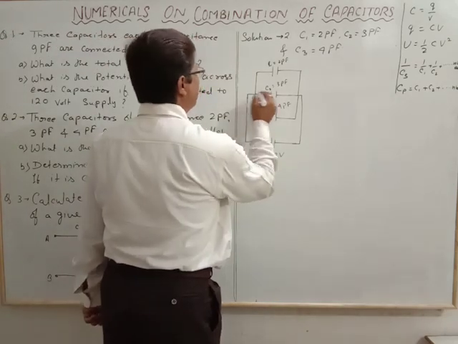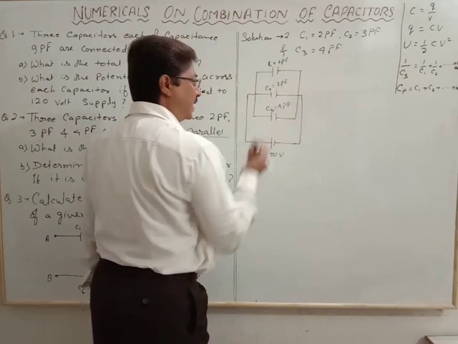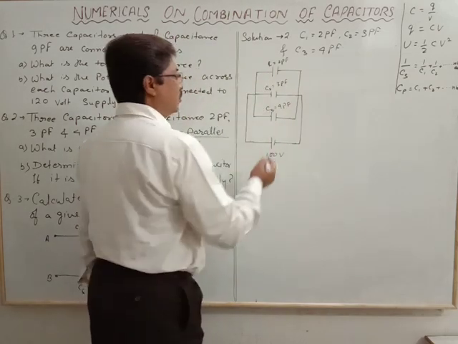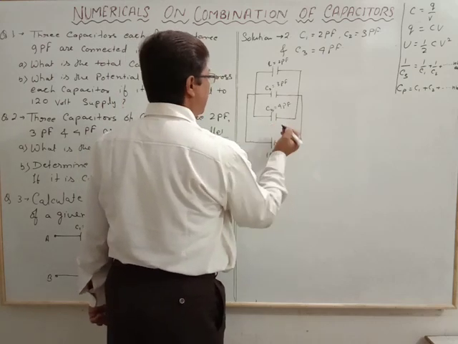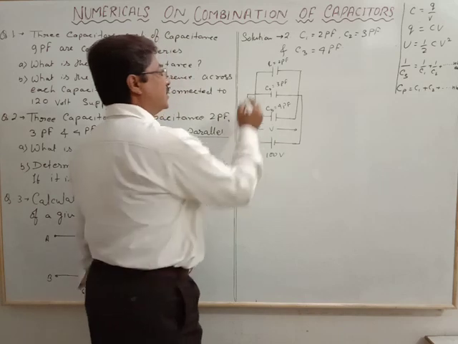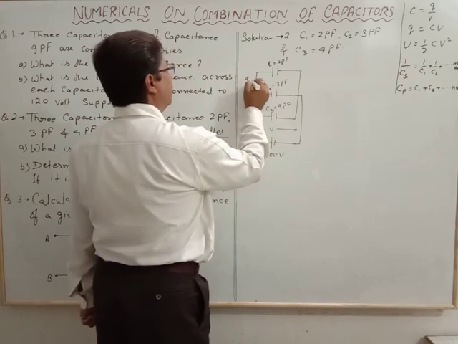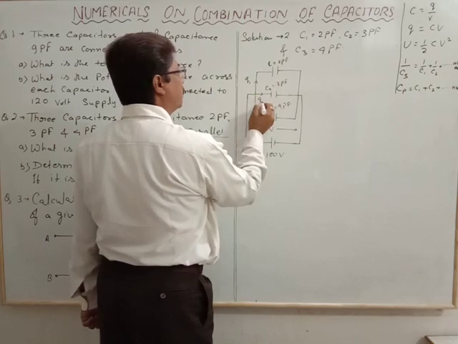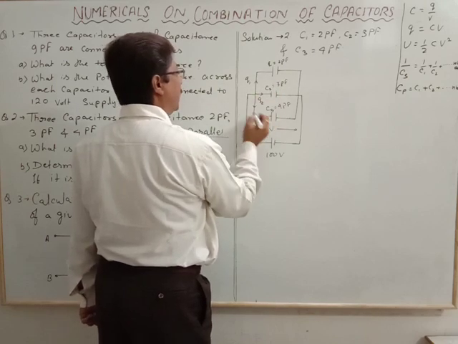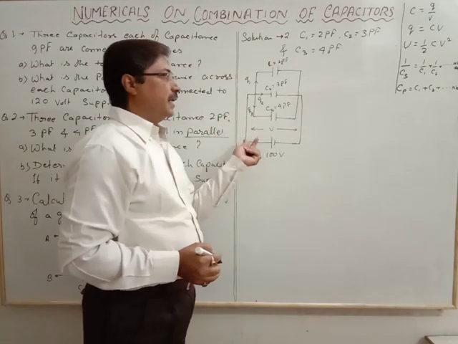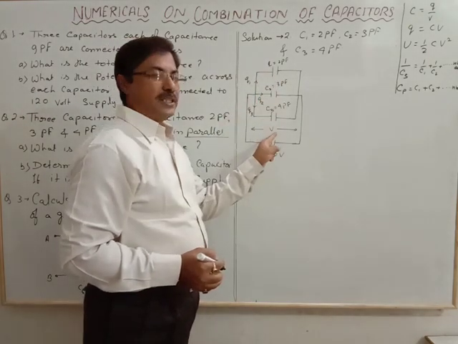So this is the arrangement of the capacitors in parallel combination. We know that the potentials are the same for every capacitor, but the charge is distributed here: Q1 in capacitor 1, Q2 in capacitor 2, and Q3 in capacitor 3. Charge is divided when the combination is parallel.